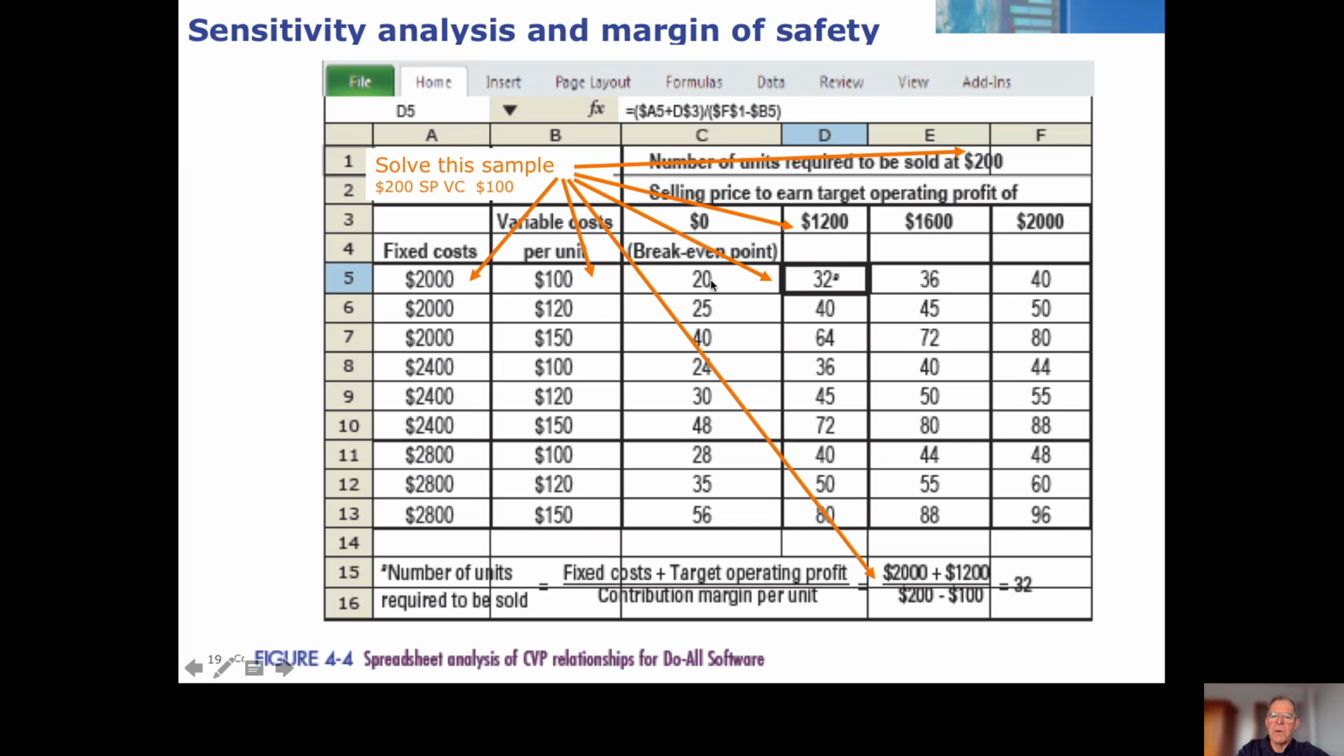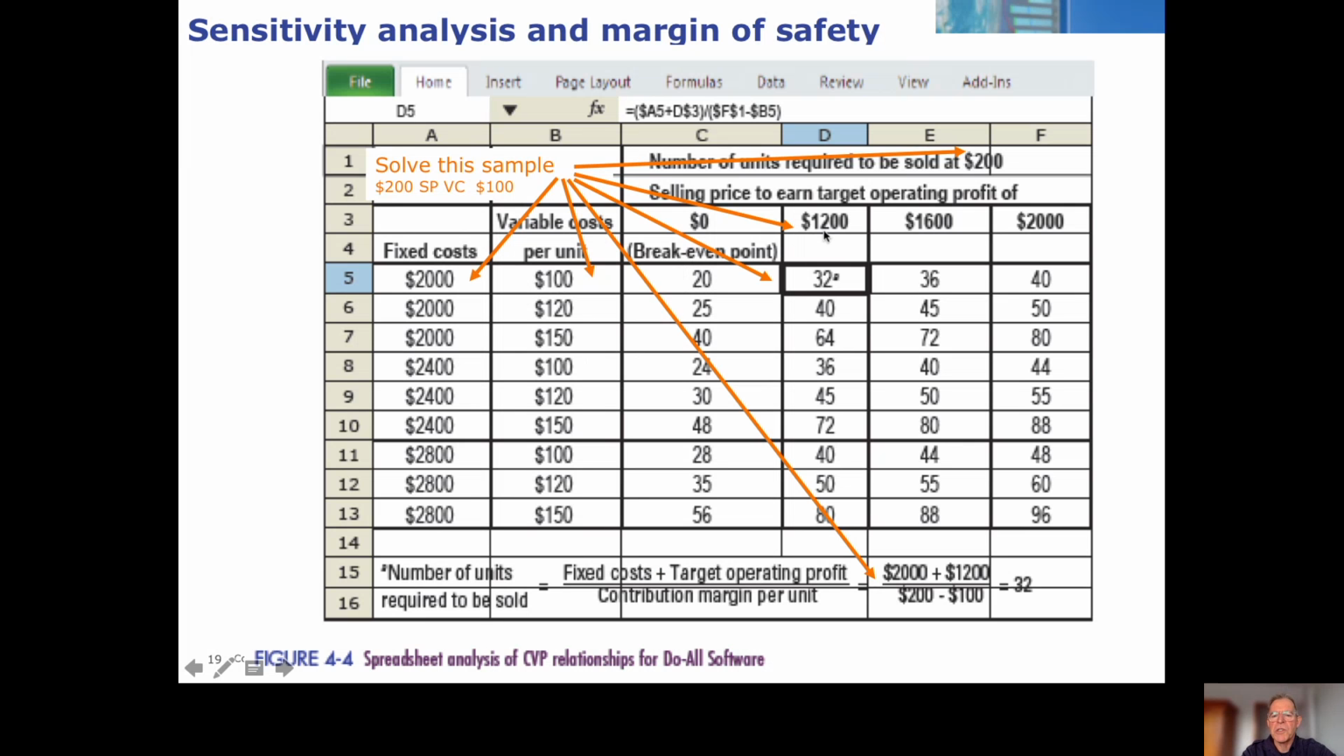If we wanted the break-even point, of course, we're just going to divide the fixed cost by the contribution margin. So let's do the break-even point. If the selling price is 200 and the variable cost is 100, for every unit we sell, $100 is contributing towards covering the fixed cost. What is $2,000 of fixed cost divided by that $100? Knock 2 zeros off, and you've found the break-even point of 20.